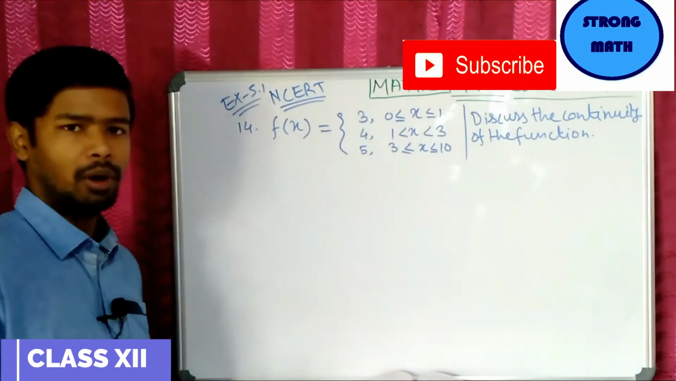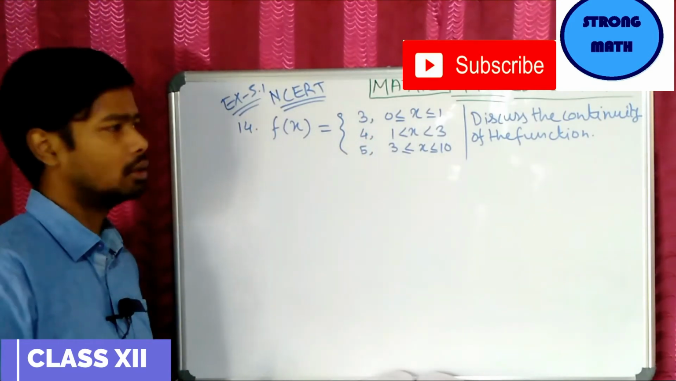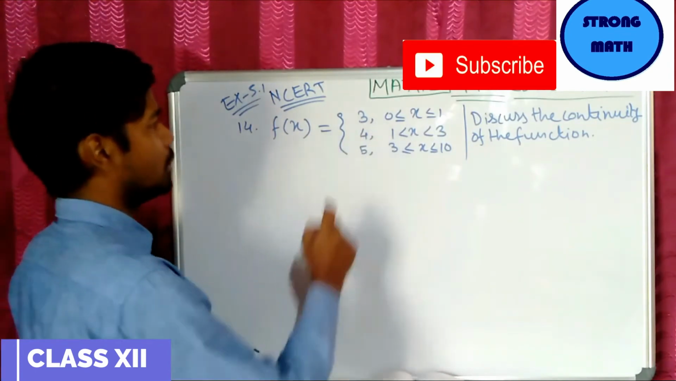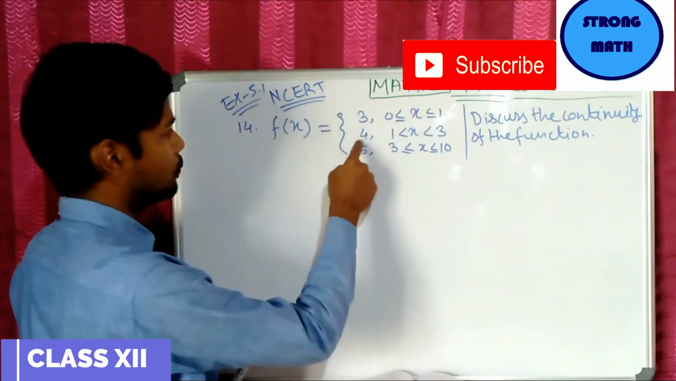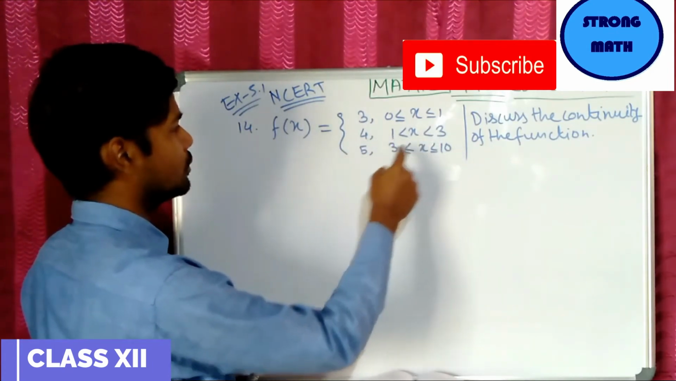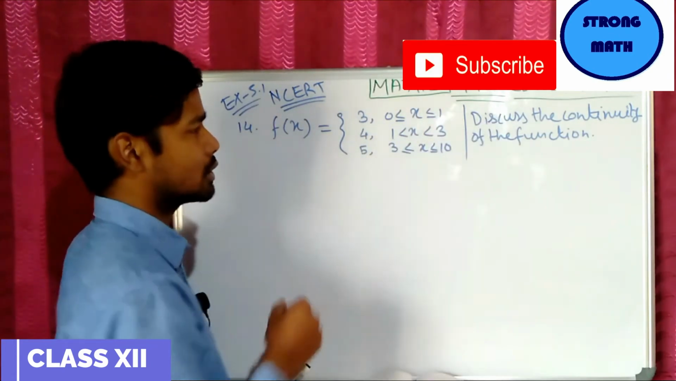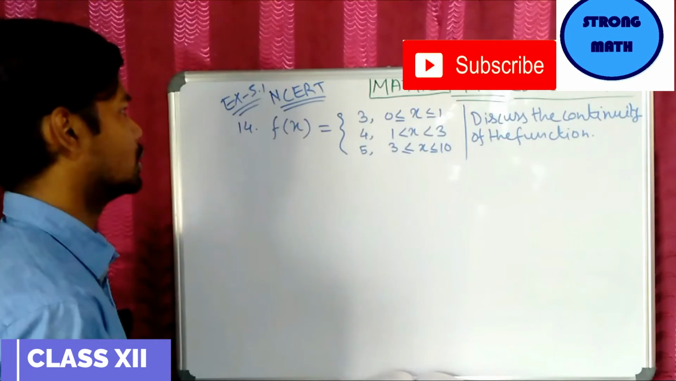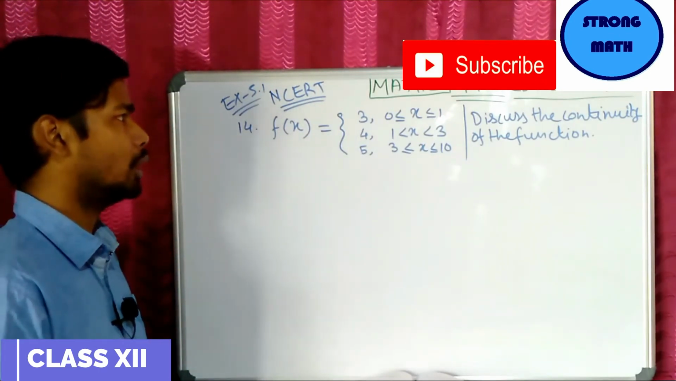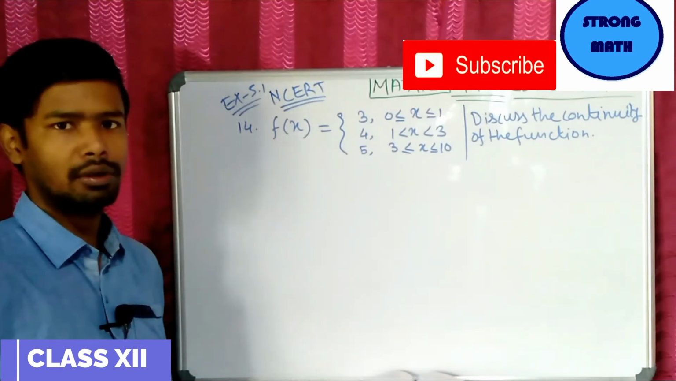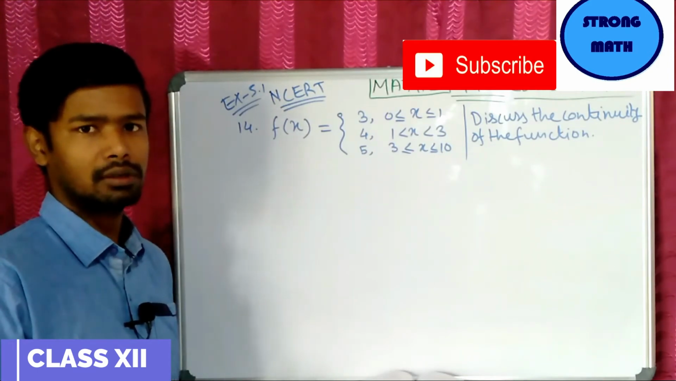Let's move on to problem number 14. This is another type of problem. The function is broken in 3 parts, right? f(x) equals 3 when 0 is less than or equal to x less than 1. f(x) equals 4 when 1 is less than x less than 3. f(x) equals 5 when 3 is less than or equal to x less than or equal to 10. Discuss the continuity of the function. Basically we have to check whether the function is continuous at every point or discontinuous. If it is discontinuous, then at which point, we have to find out.